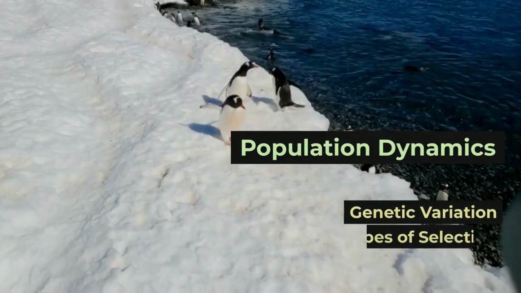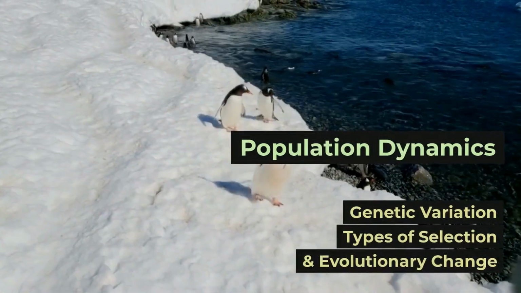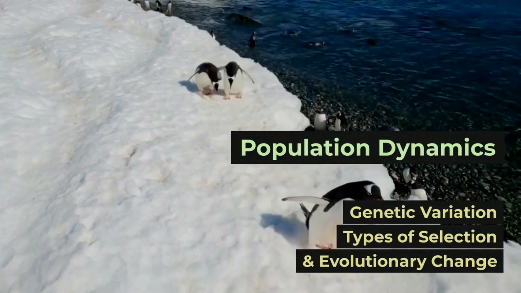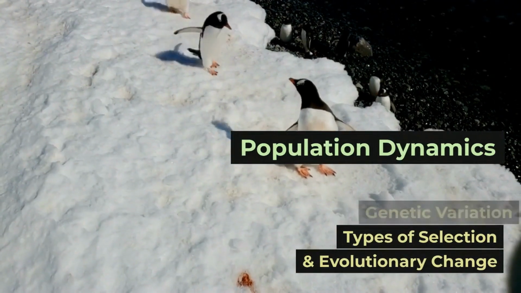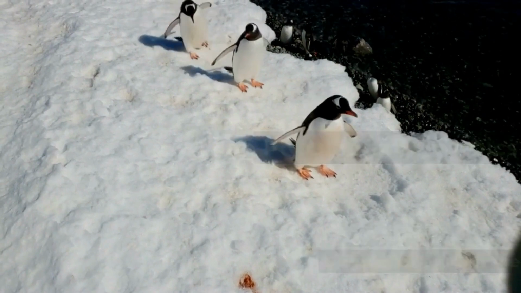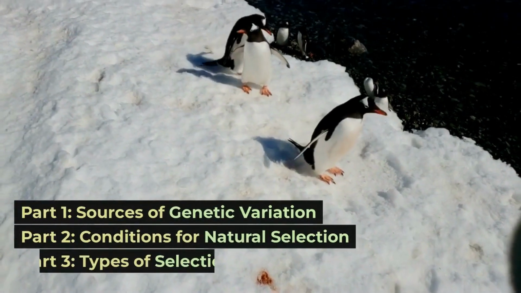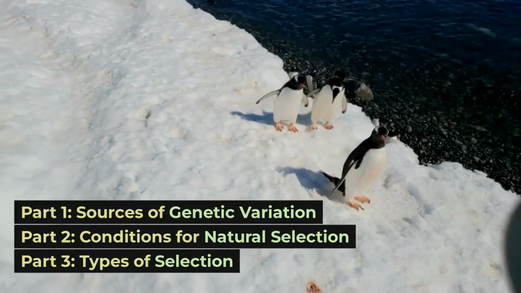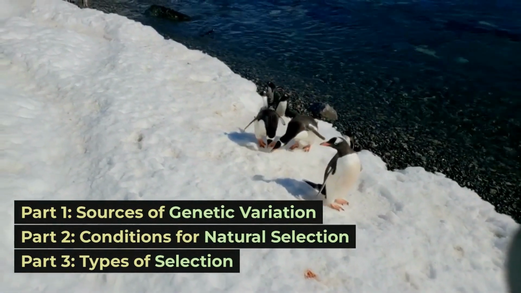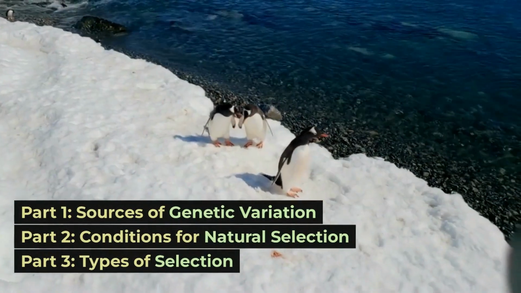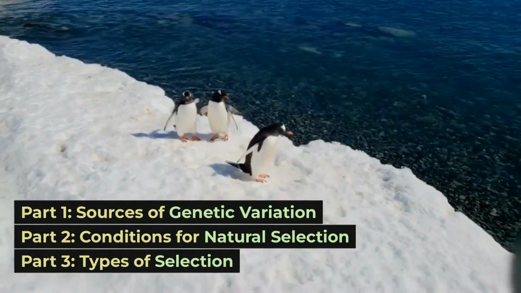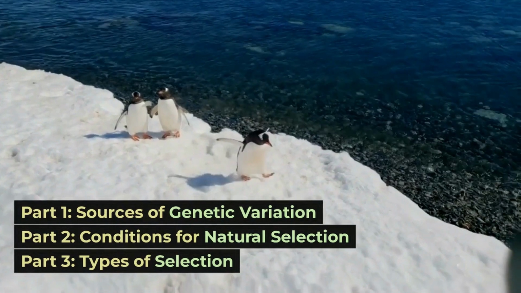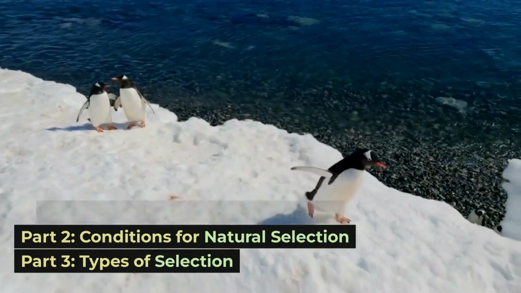Hello, hello! Today we embark on an exciting journey into the evidence for evolution and the dynamics of populations. By the end of the session, you will understand the impact of various processes on genetic variation and evolutionary change, the conditions necessary for natural selection to occur. You'll learn about different types of selection, and how inheritance, competition, and variation shape evolution.